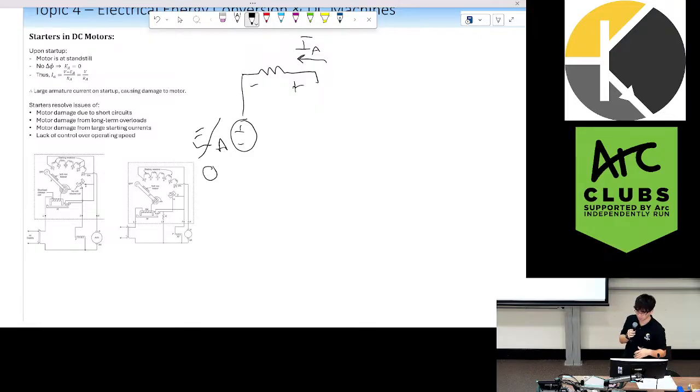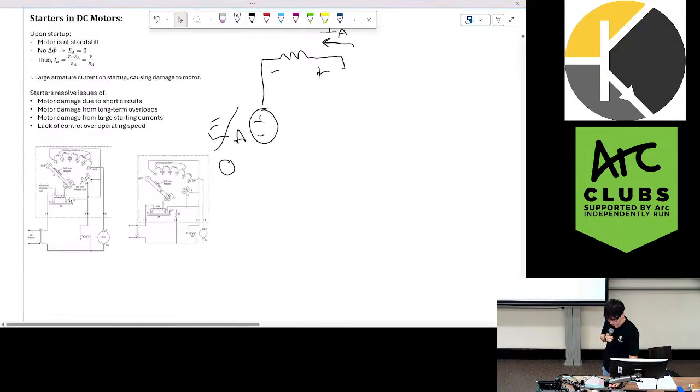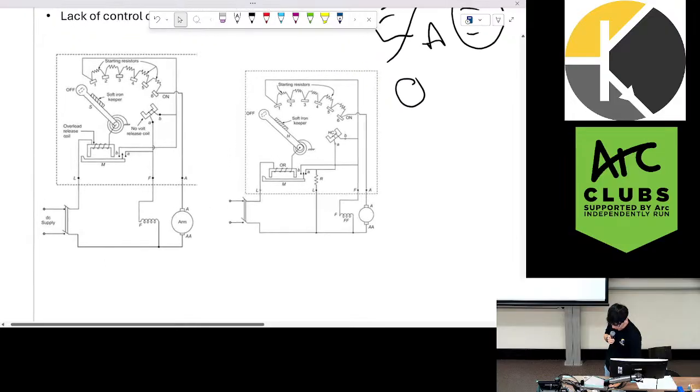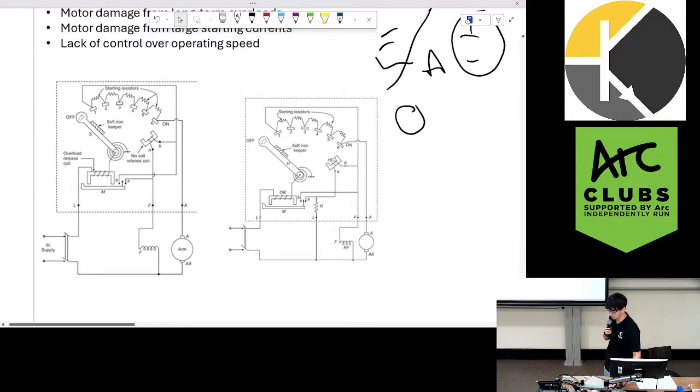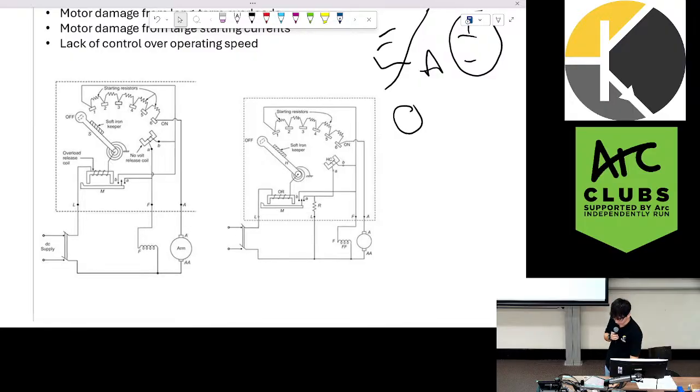And that can be an issue with, for example, supplying too much current to our motor and causing damage. So we've come up with a couple solutions for starters, which is just adding on certain amounts of starting resistors to reduce the current at starting, and then we can eventually reduce that resistance so that we're at full operation.